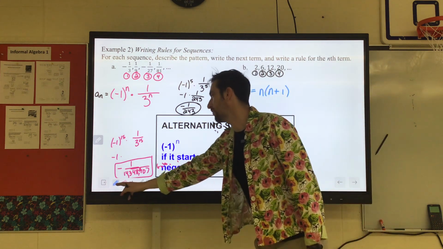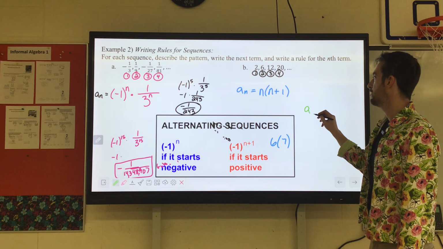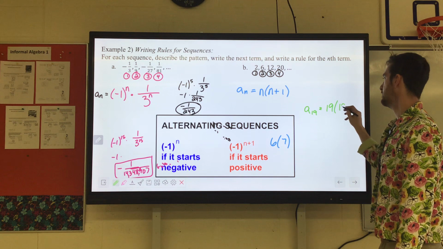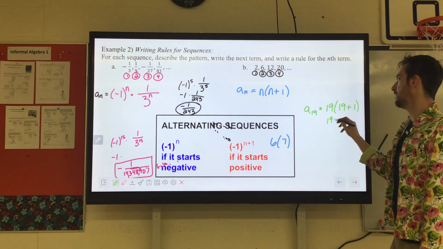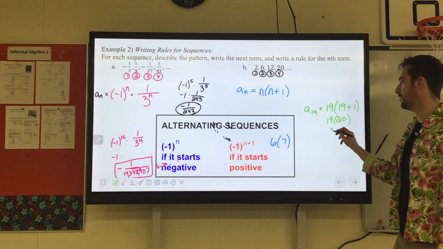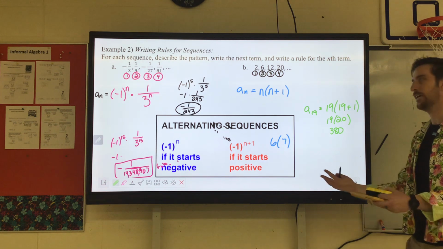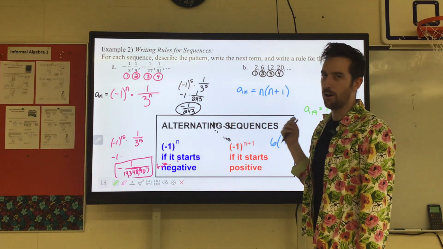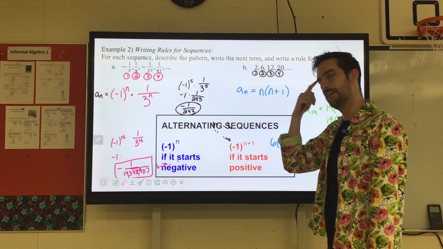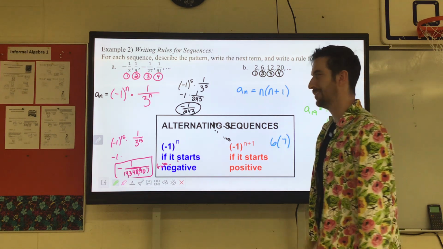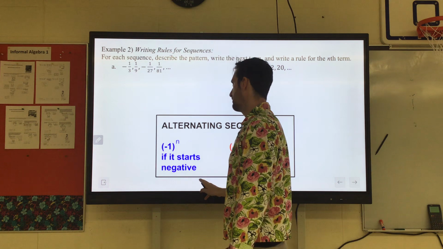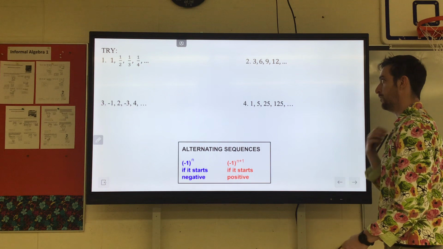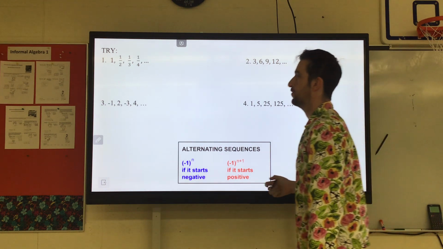So if it said to find the 19th number, we would do 19 times 19 plus 1. 19 times 20, I know 19 times 2 is 38, so 19 times 20 would be 380. Those kinds of sequences are hard to come up with the rule for, because you've got to play around like a puzzle in your head and see what works and what doesn't. So there's 4 for you to try here, and then that's the end of the notes. These are pretty tough. Let's go over these together.